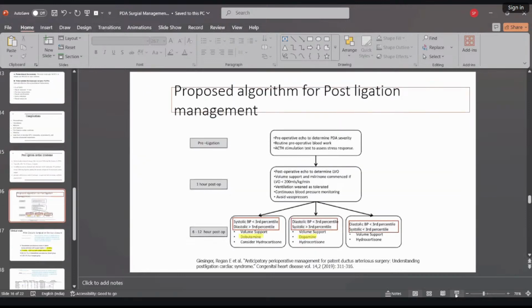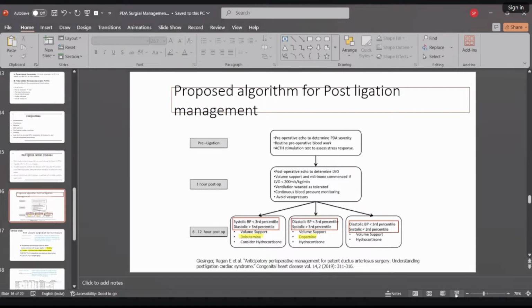A proposed algorithm for post-ligation management: before ligation, we do a preoperative echo to determine the PDA severity, routine preoperative blood workup, and an ACTH stimulation test to assess the stress response of the baby. After the procedure, 1 hour post-op, we need to do a post-operative echo to determine the LVO, volume support, and milrinone commencement if LVO is less than 200 milliliters per kg per minute. Ventilation is weaned off as tolerated, with continuous blood pressure monitoring, and avoid vasopressors.